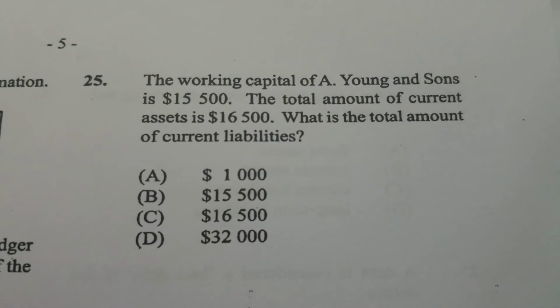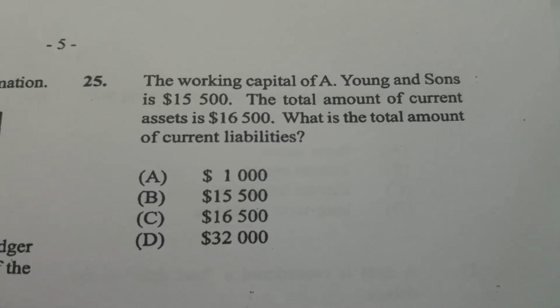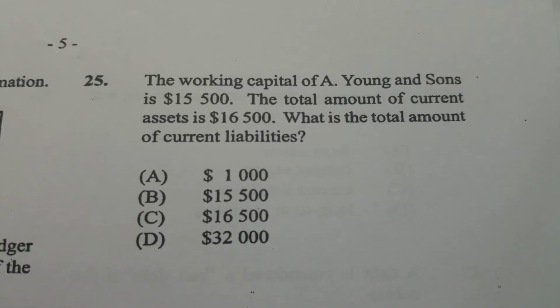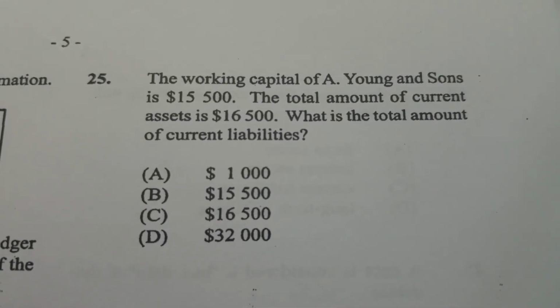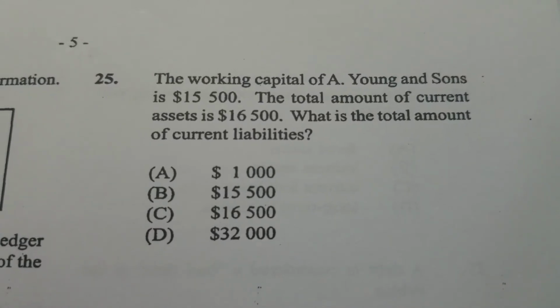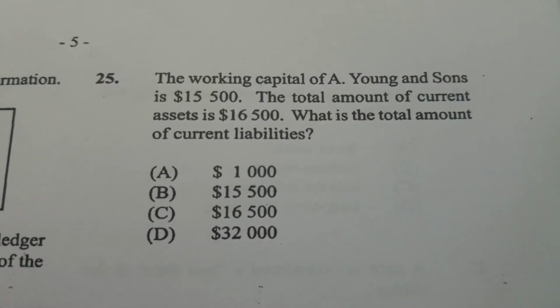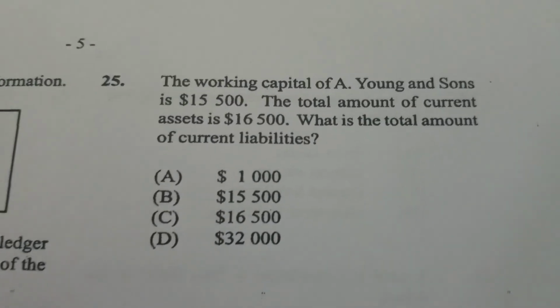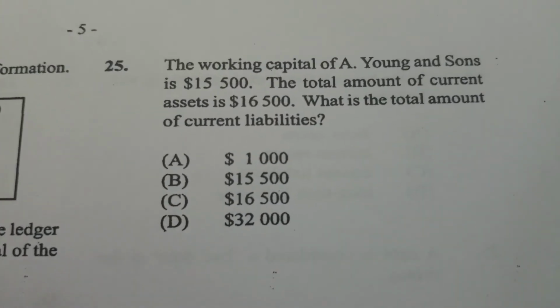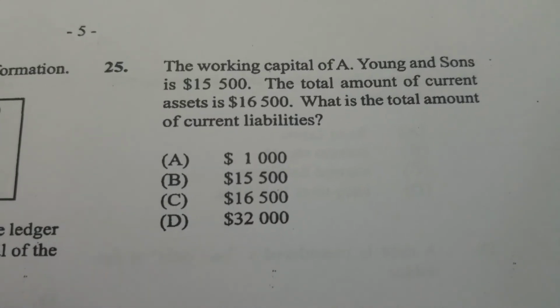Well, how do we get working capital? We subtract current liability from total current assets. So the opposite will be done in order to get the current liability. Subtract the working capital from the total current assets. And when we do that, we have $1,000 as a difference. So that will be the current liability. A is the appropriate answer.